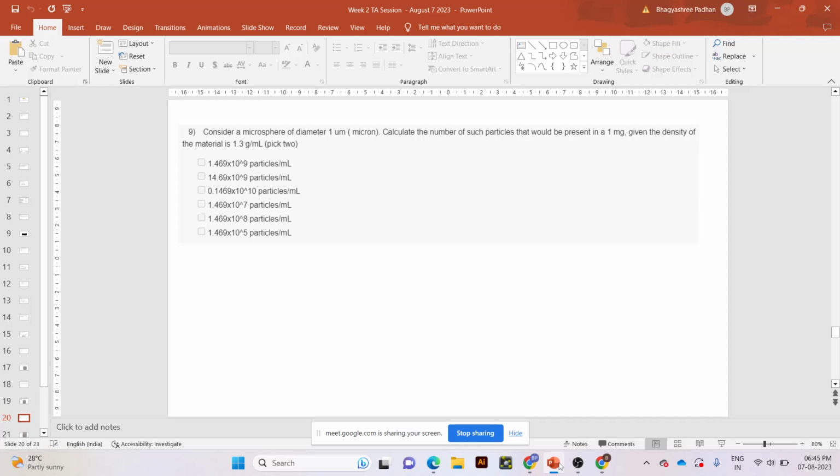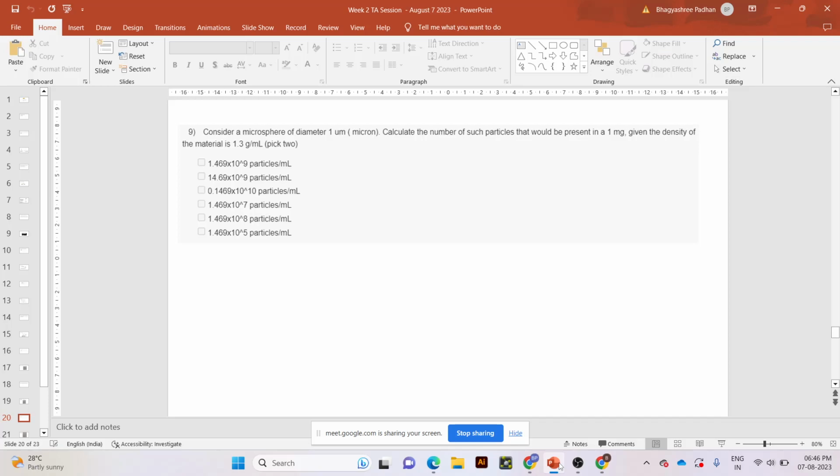Consider a microsphere of diameter 1 micron. Calculate the number of such particles that would be present in 1 milligram given the density of the material is 1.3 gram per ml. Madam, the volume will be 4 by 3 pi r cube. Okay. Yes, 4 by 3 pi r cube. And also the conversion of micron to centimeter. Yes. And then volume times density.